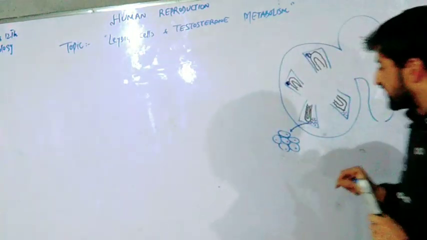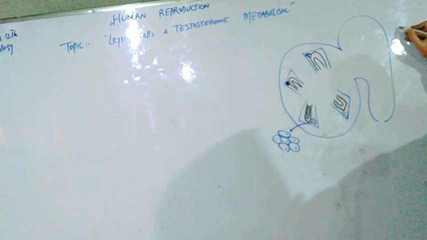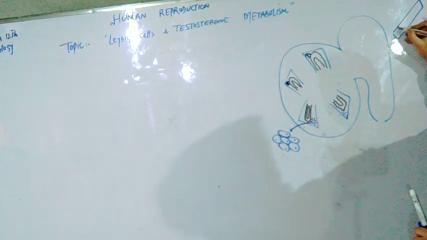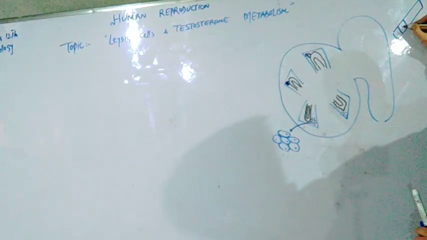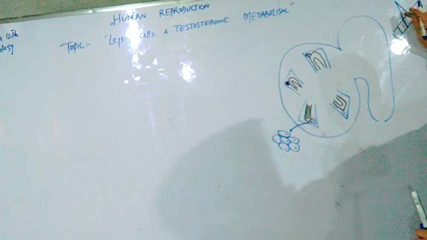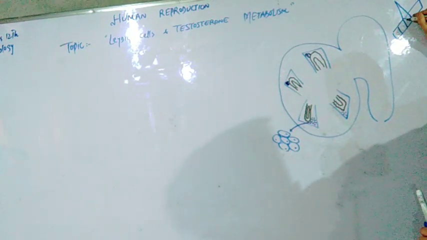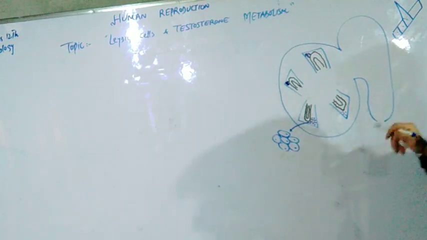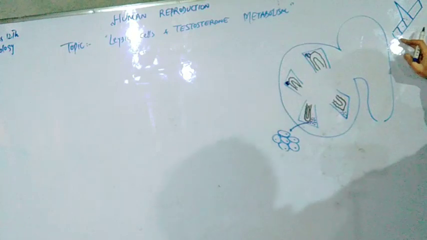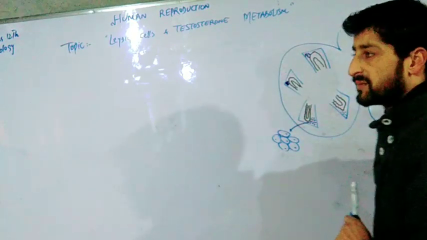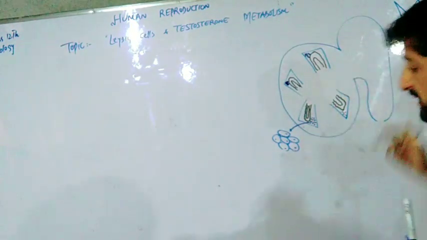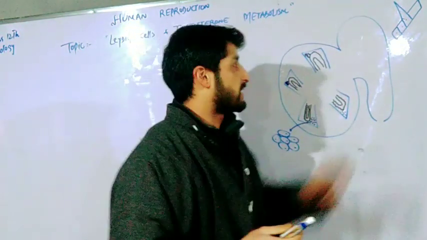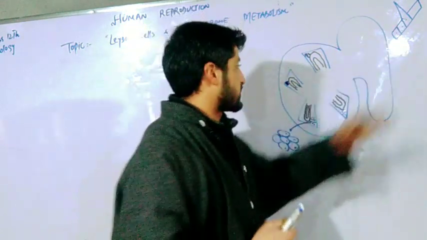tubule is known as germinal epithelium, and that germinal epithelium contains basically two types of cells that you have studied. The first type is the cuboidal cell, and the second type is the Sertoli cells. Cuboidal cells undergo mitosis and produce spermatogonia. These spermatogonia are the precursors of sperm cells, and Sertoli cells are also known as supporting cells, nurse cells or sustentacular cells, and they have different roles to play that we have already discussed.